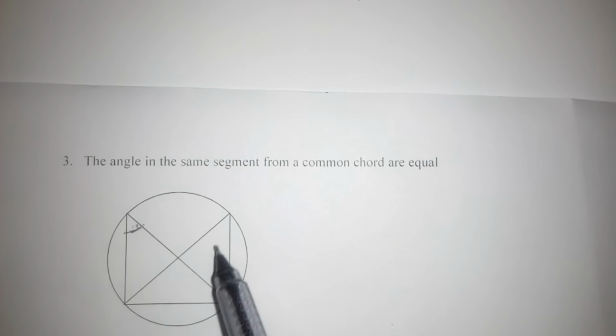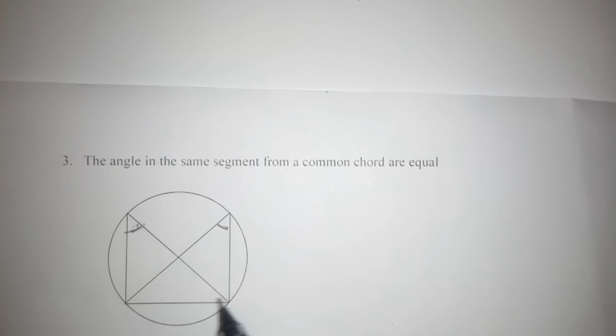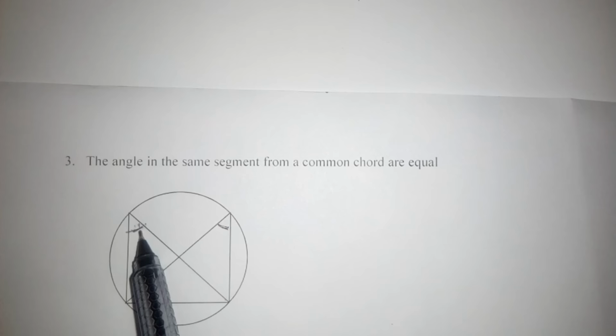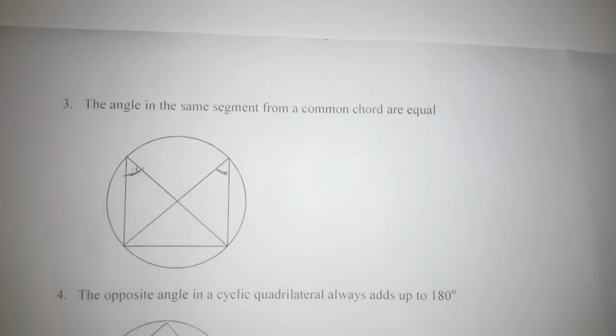So the angle which is here is equal to the angle which is over here, because they are coming from the same segment, this segment over here. So we need to know that these two angles are equal. If this is 50, this is also 50 degrees.